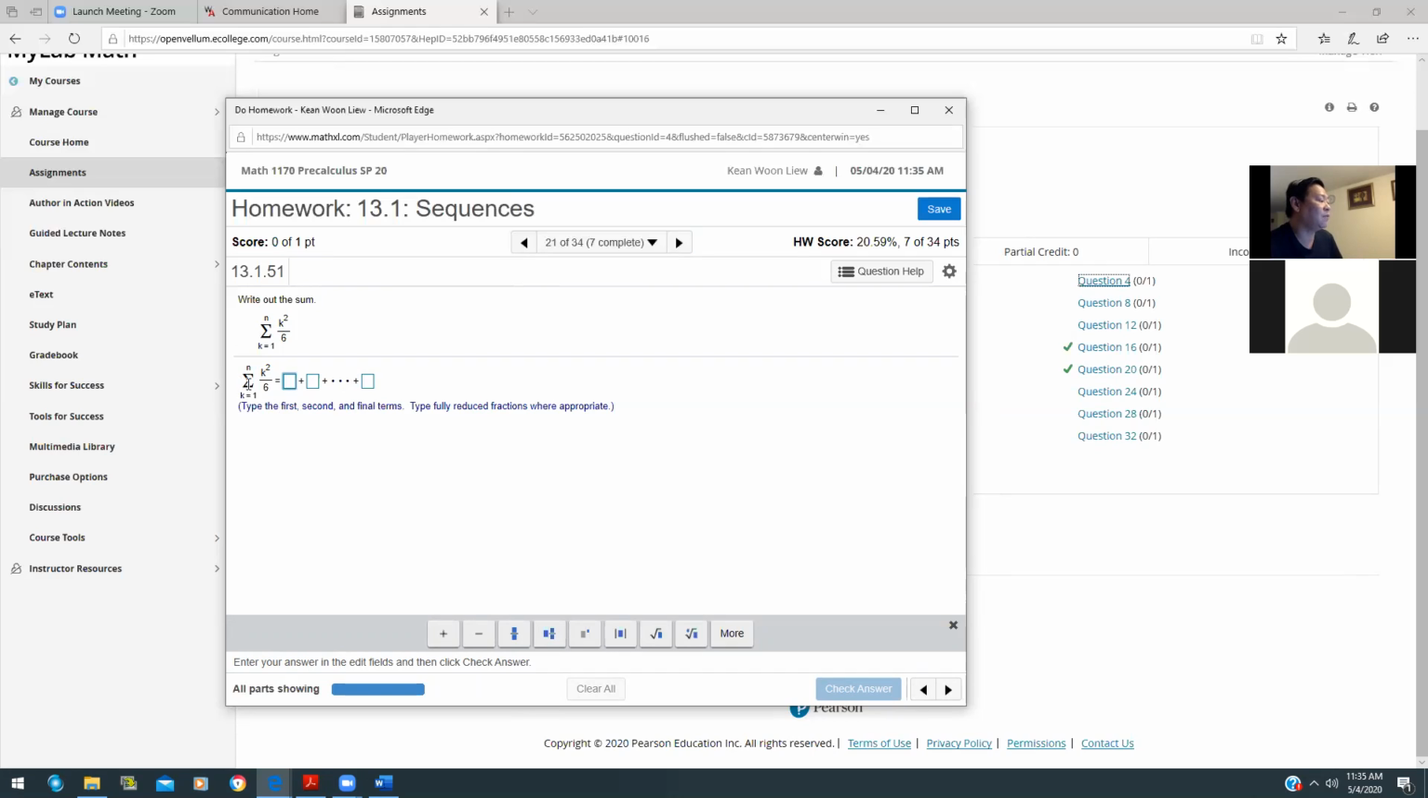If you have a pi, which you will learn above Calc 3, this is way above you guys, the pi sign means we multiply. So that's the meaning of sigma in this case. Okay, anyone know what this one is? The first one, when k is 1, what do you get?